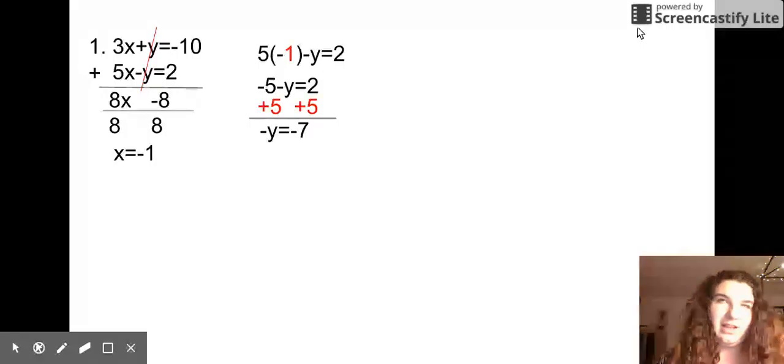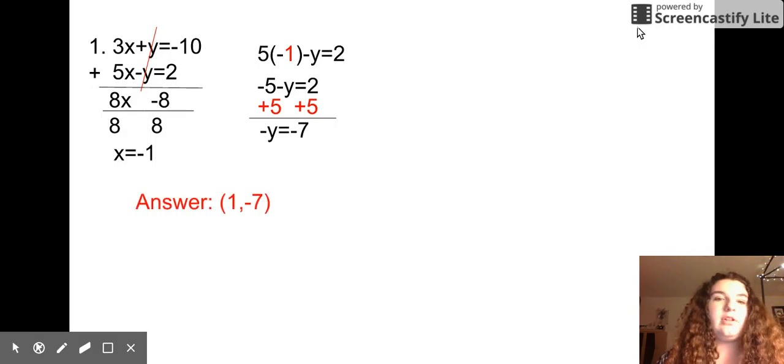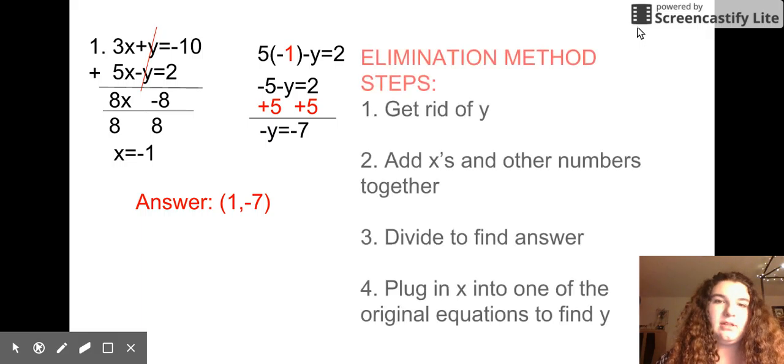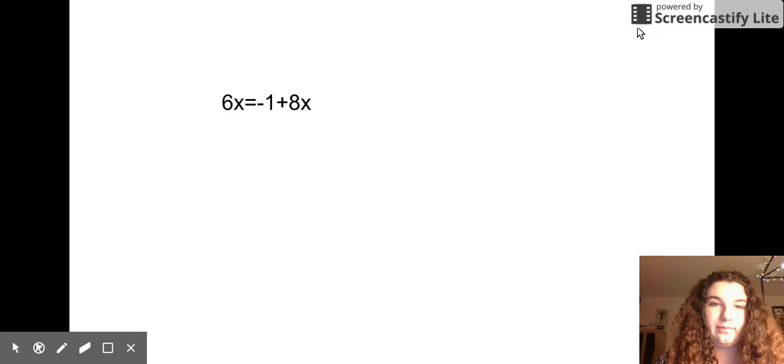equals 7. And then you have to put your answer into an ordered pair in parentheses, so you'll get negative 1 and negative 7. So the elimination method steps are: 1, get rid of y; 2, add the x's and the other numbers together; 3, divide to find the answer; and 4, plug in x into one of the original equations to find y.